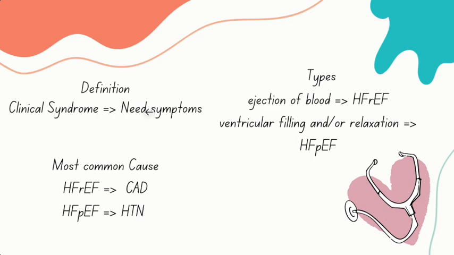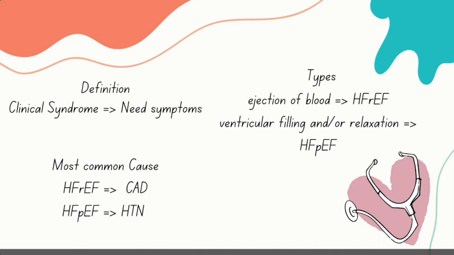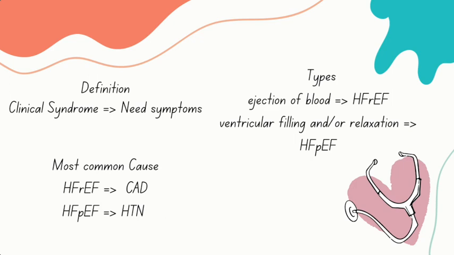And it can result from any structural or functional impairments in the contractility or the diastolic function of the heart. So it's either a problem in contraction or a problem in relaxation. If you can't contract, you have a problem. If you can't relax, you have a problem. It's heart failure. Okay? So the most common cause of heart failure depends on the type.